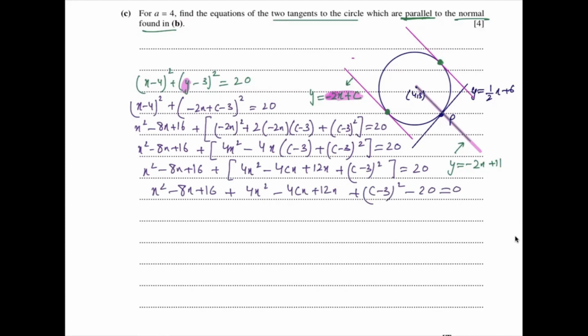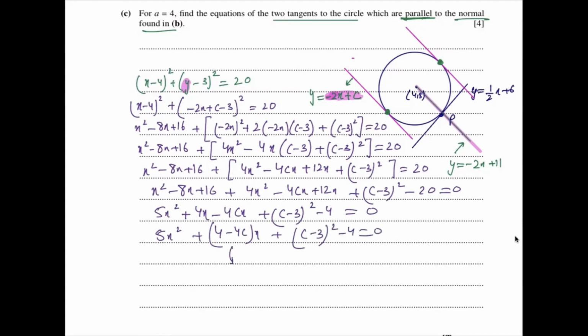Now 4x squared plus x squared is 5x squared. 12x minus 8x is 4x. Then minus 4cx, and 16 minus 20 is -4, equals 0. So this is the equation that I am getting: 5x squared plus 4 minus 4c times x. Is that the correct equation? Yes, it is correct.